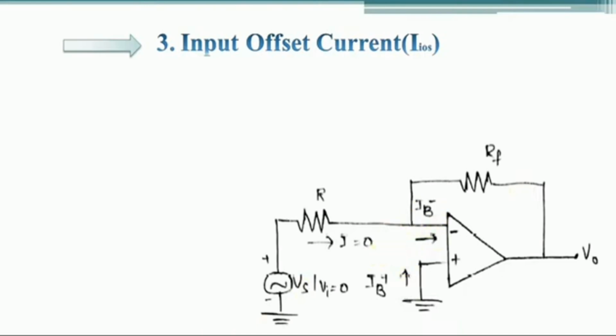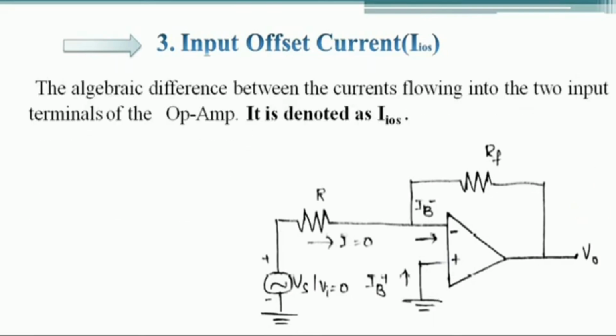So in order to nullify this current, we have used one compensation technique, that is the usage of a compensation resistor at the input of the non-inverting terminal. That is one method. Now we can see the other definition, that is the offset current. Here this offset current is nothing but the amount of difference between the IB minus and IB plus currents. We can consider it as an input offset current, and it is indicated by I suffix iOS.